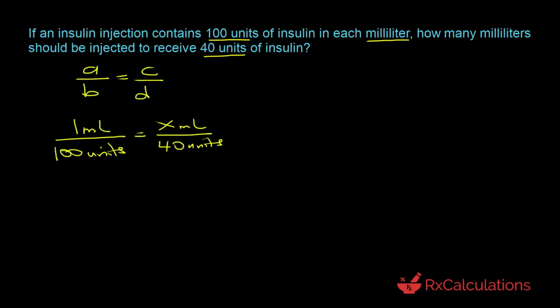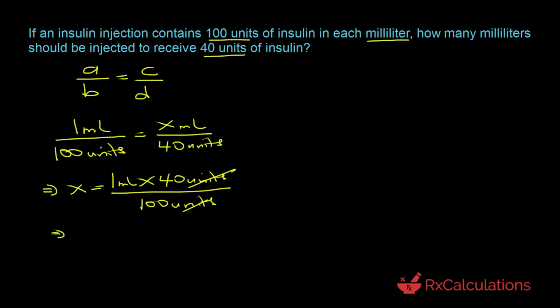So now the way this is set up, your 1 milliliter is going to be an extreme, your 40 units is going to be an extreme, your 100 units is going to be what is known as a mean, and the x that you're looking for is also going to be a mean. And so what you can do is solve for x, and the way you get x is to multiply these two extreme values and divide it by the one mean value that is left. So x is going to be equal to 1 milliliter times 40 units divided by 100 units. So here the units will cancel out, and so that would imply that x is going to be equal to 0.4 milliliters.